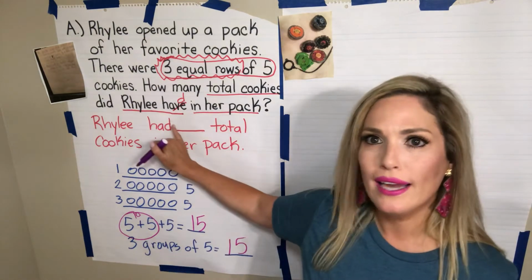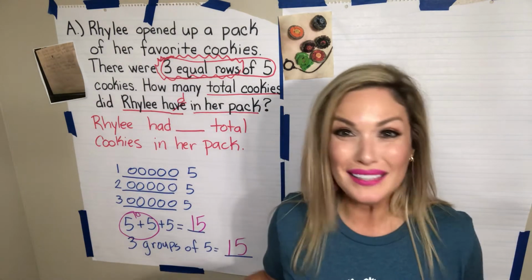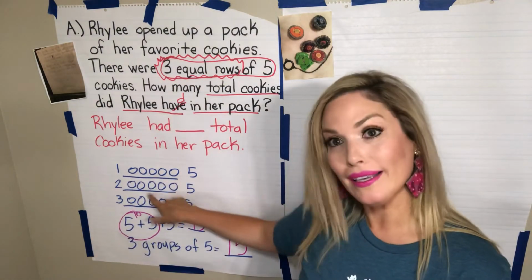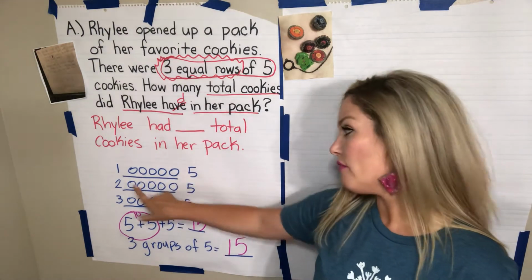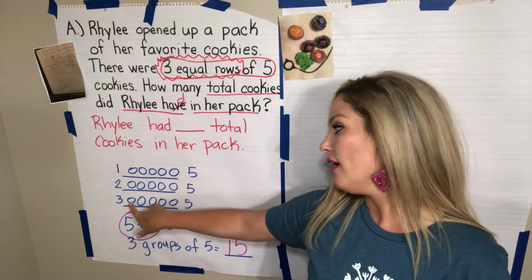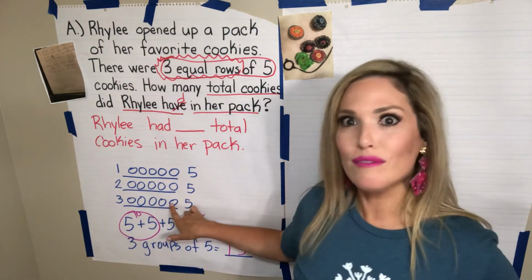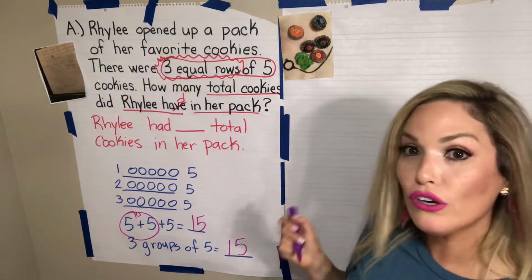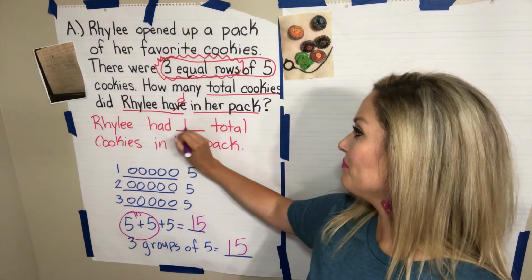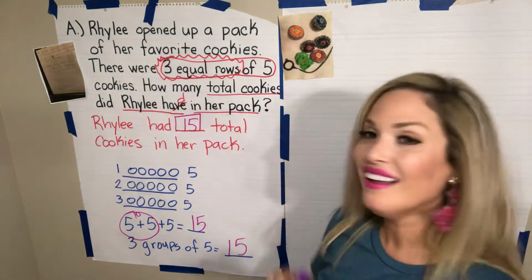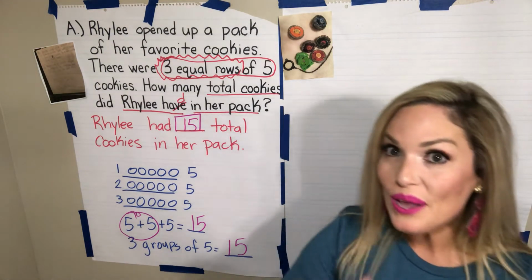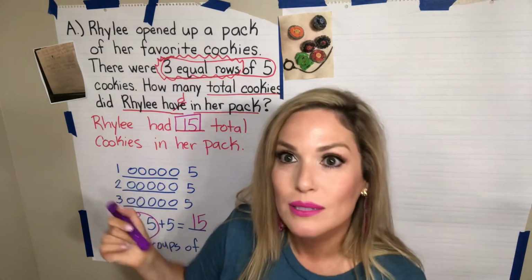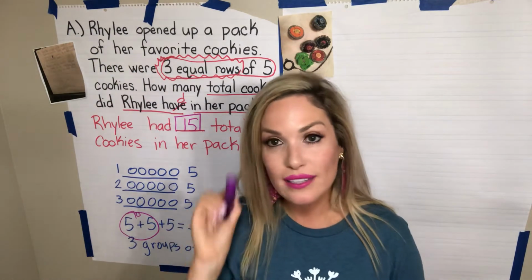Now, before I go putting that in my blank and doing all those other things, go back and check your work. Don't just guess, check it. You can go back and count. I have 1, 2, 3, 4, 5, 6, 7, 8, 9, 10, 11, 12, 13, 14, 15. So how many cookies total did Rhylee have in her pack? 15. Box it out. All right, guys? So this was only part A. I'm going to post a picture of Rhylee's problem that she did here, and you guys saw part B.